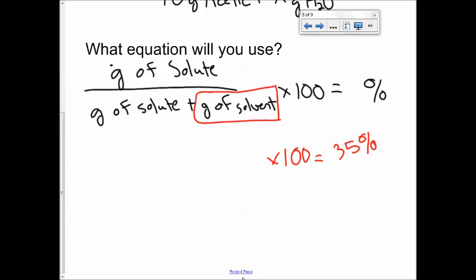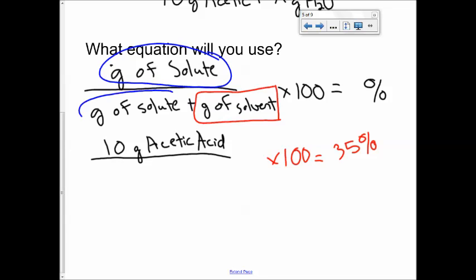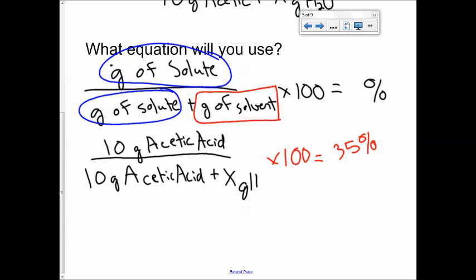So now we go through and plug in our values. Well, we know that we have 10 grams of acetic acid, which is our solute, divided by, and again, we have grams of solute. We have this exact same variable here again. So we need to plug in the same thing. And we're going to have 10 grams of acetic acid plus X grams of H2O, because that's what we're solving for.